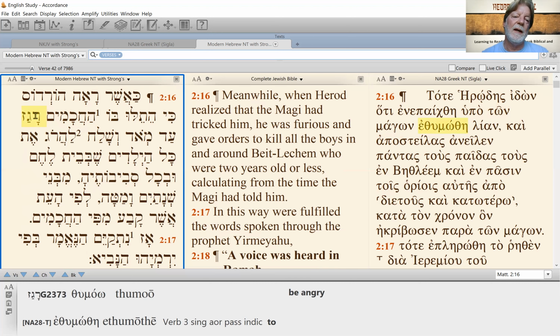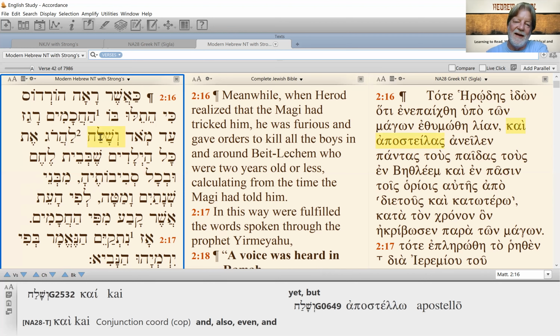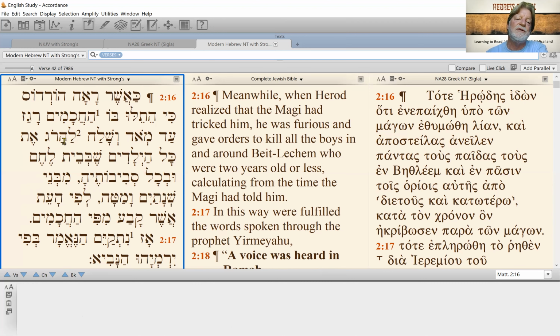They had fooled him. Ragaz means to be angry. It just means to be fuming, to be filled with emotion, particularly a lust for revenge. So he was ragaz. And not only was he ragaz, but he was ragaz ad meod, until exceedingly. Veshalach, he sent, Herod sent laharog. Harag is to kill.